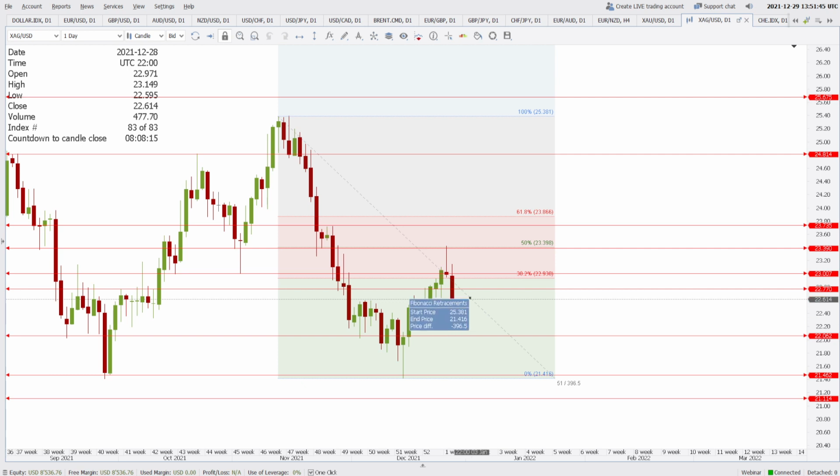And 22.77 will now act as a resistance for the price. There are still 8 hours and 8 minutes to go for this market. If the market closes below 22.77, it will expose 22.06 in this market, my friends. 22.06 is the immediate support, and 22.77 is the immediate resistance for the silver.